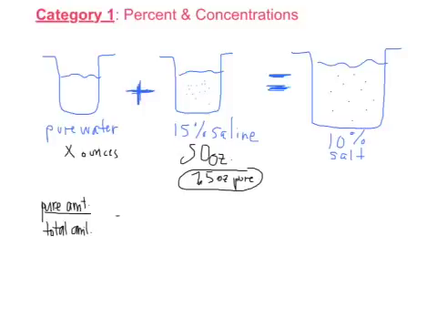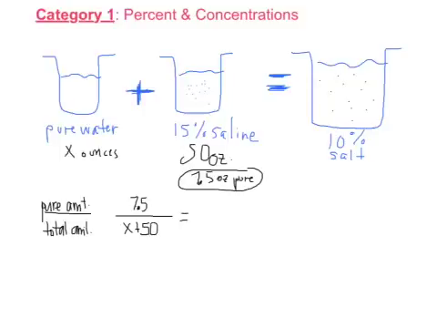Now when we add water, we're not adding any new salt to the mixture. Notice if you count all my little spots here, we probably still have the same amount of salt, but with more water in it, it's diluted. So 7.5 ounces of salt will remain, and our total mixture now is x plus 50 ounces.